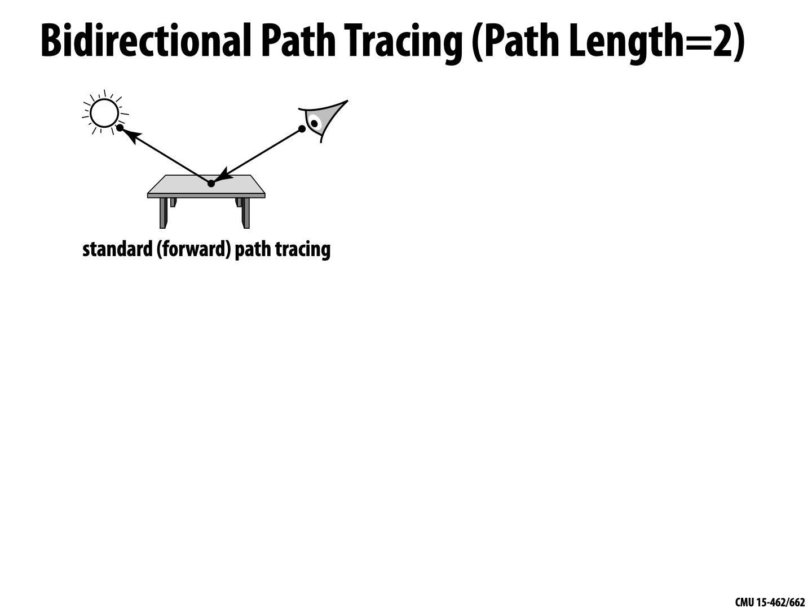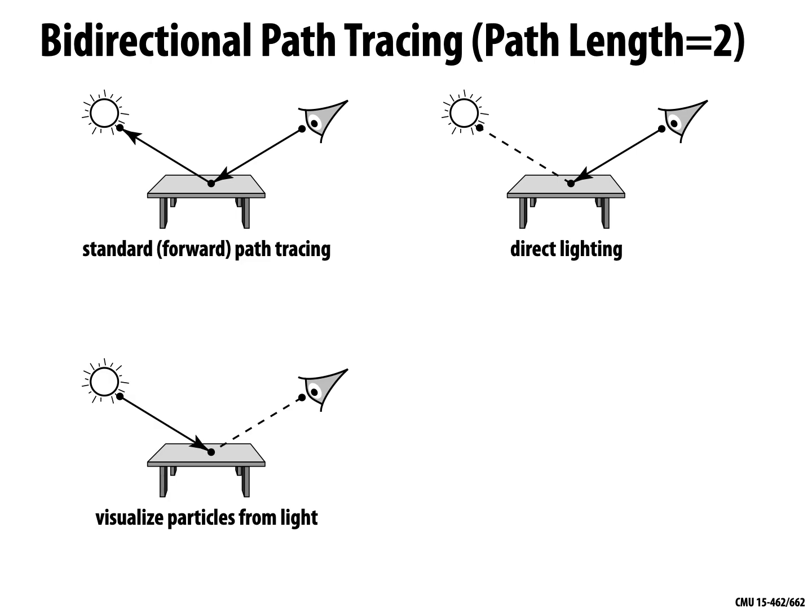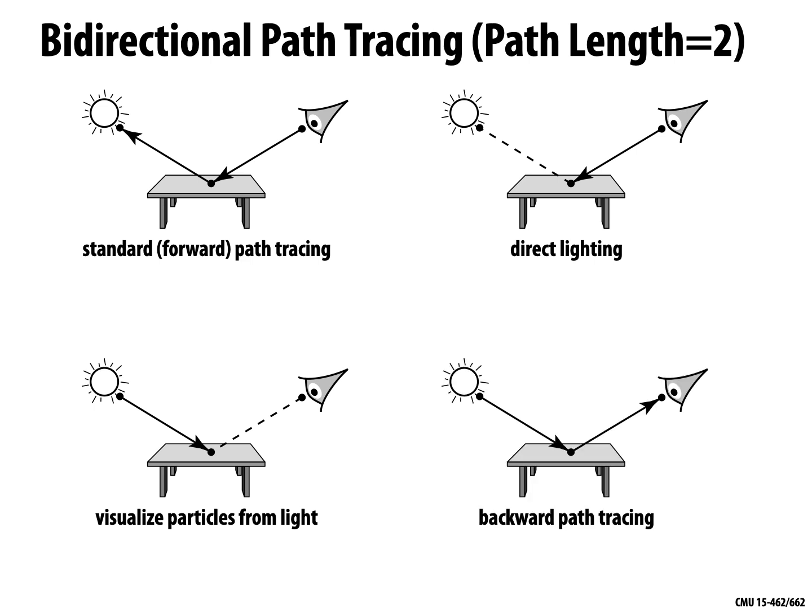I could also have a path where I shoot out a single ray from the eye, I hit a surface, and I connect it directly to a point on the light. That's what we do when we do direct lighting, which is usually a pretty smart thing to add to your estimate. Or we could go the other way. We could start at the light, shoot out a ray, see where it hits the environment, and then connect that directly to the eye. Or we could do full-on backward path tracing.